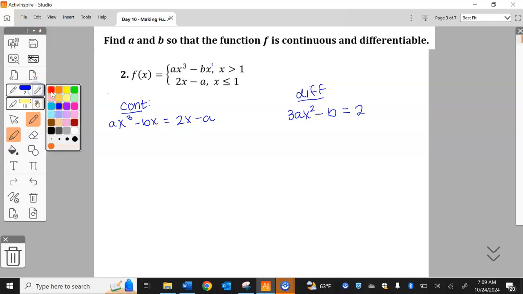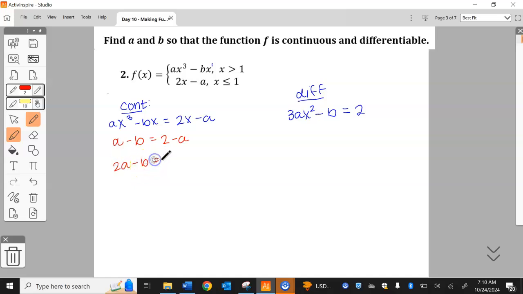Now that I have my two equations, I'm going to look at my inequality. So where we need to make it continuous and differentiable is at x equals 1. So plug in a 1 for all your x's. X cubed is 1 times a. B times 1 is b. 2 times 1 is 2 minus a. And then I'm going to move the a over, get all my variables on one side, leave my constant on the other. Then I'm going to jump over here. So plug in 1. That's 1 squared is 1 times 3a is 3a minus b equals 2.